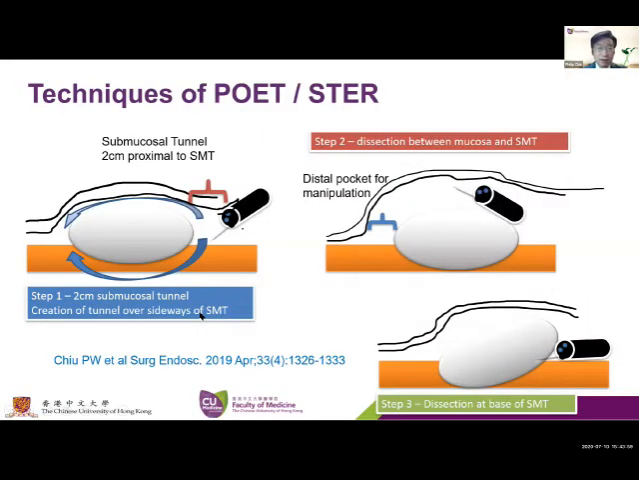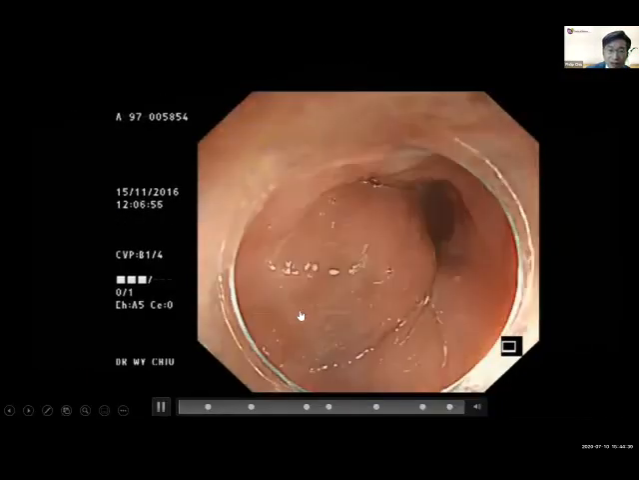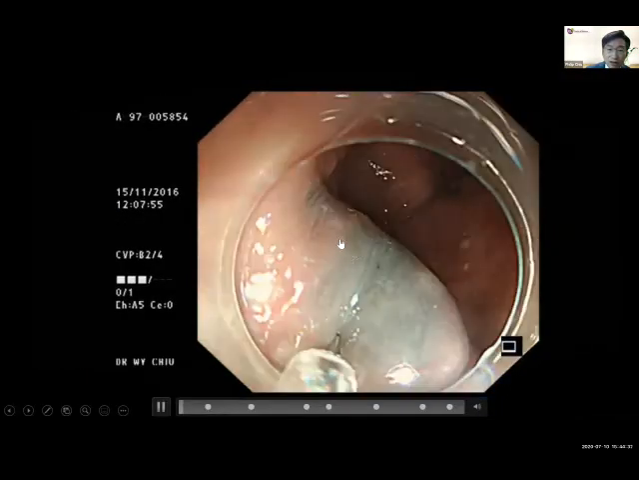This is one of the diagrams to show you the technique of this procedure. Very importantly, step one is to develop a submucosal tunnel, and usually the mucosal entrance is 2 centimeters above the submucosal tumor. I also always dissect the tunnel around the tumor, reaching the distal part of the tumor. I need to create a distal pocket to allow manipulation of the submucosal tumor, and finally take out the tumor from the mucosal entrance site.